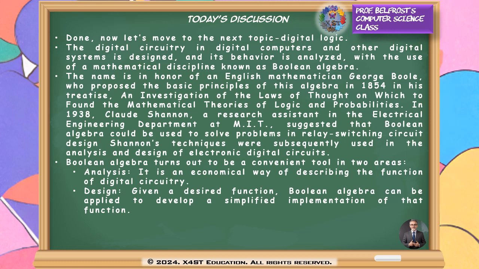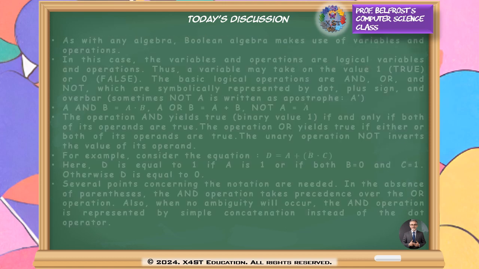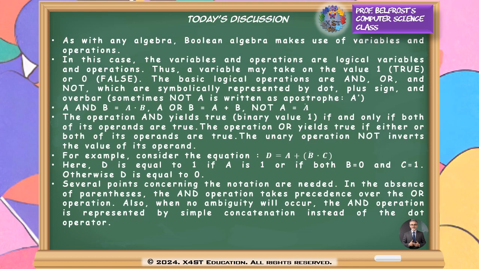Okay, so done. Now let's move to the next topic of digital logic. The digital circuit in digital computers and other digital systems is designed to be analyzed by what we call Boolean algebra. This is very important. Boolean algebra turns out to be convenient for use in analysis and design of functions in digital circuitry, and we make use of variables and operations. A variable may take the value of 1 or 0, true or false, on or off.